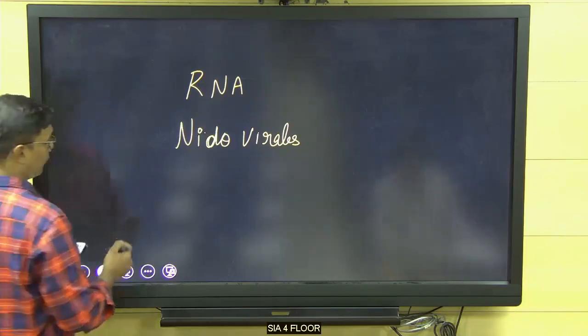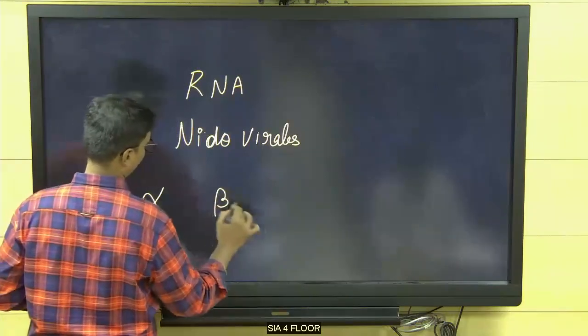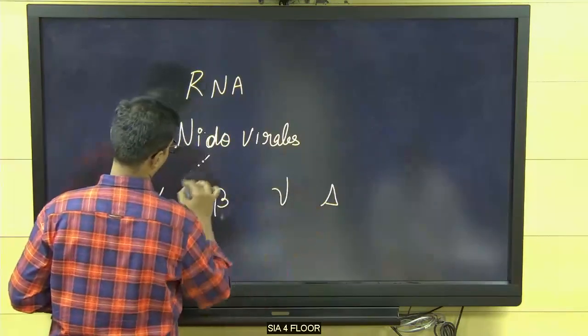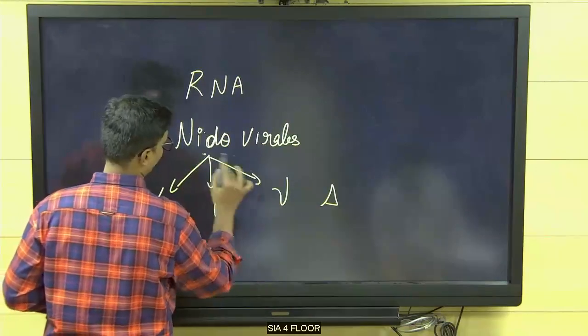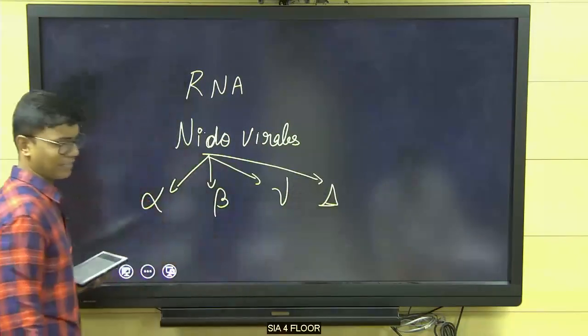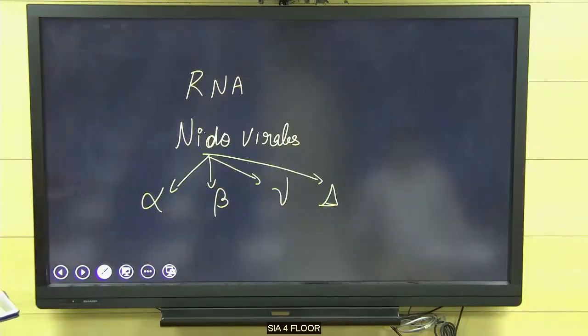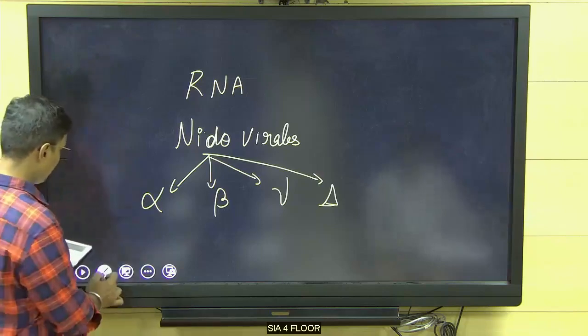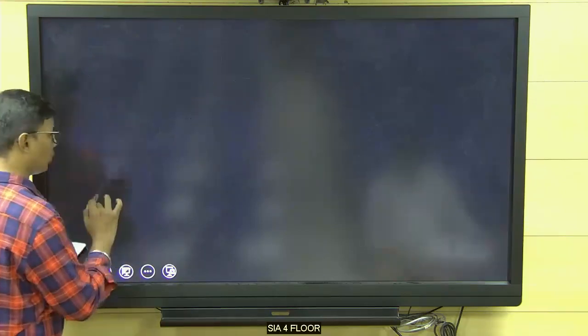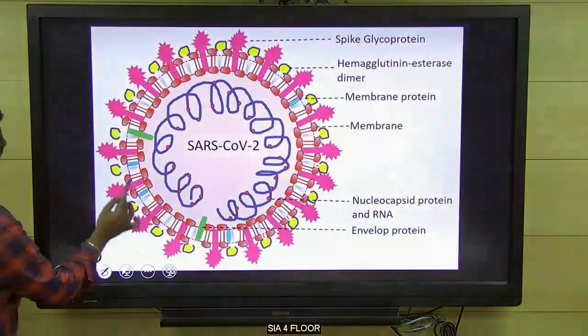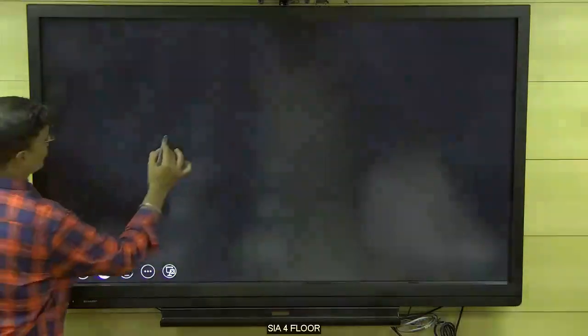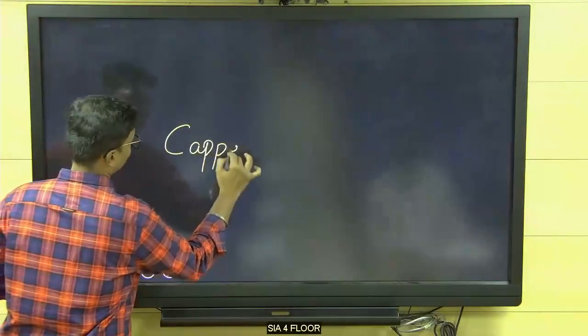And there are 4 different types of virus, that is alpha, beta, gamma, and delta. Details about it are not given. Right now they have said there are 4 different strains of coronavirus: alpha, beta, gamma, and delta, based on the genomic data. Good. And a few things. First one, is there a protein coat around this virus? Definitely yes, it has an envelope protein. So first thing, it is an enveloped virus, which means the genetic material is protected by a protein coat.